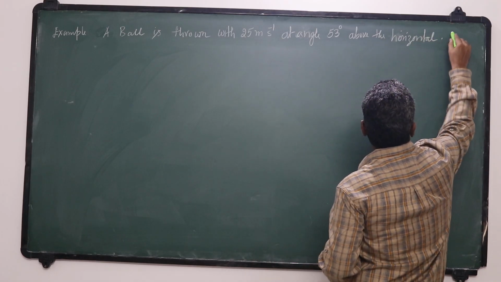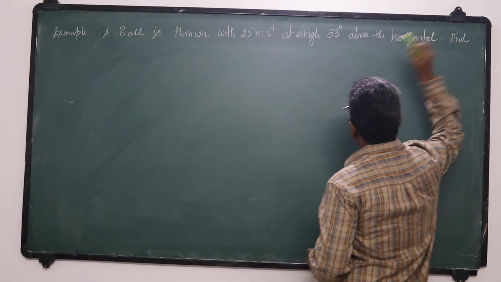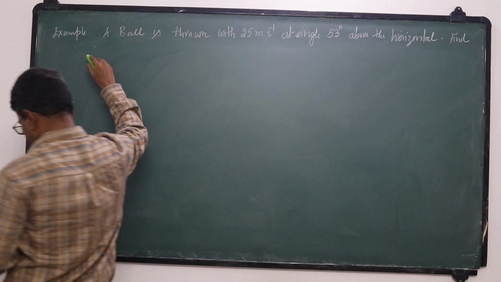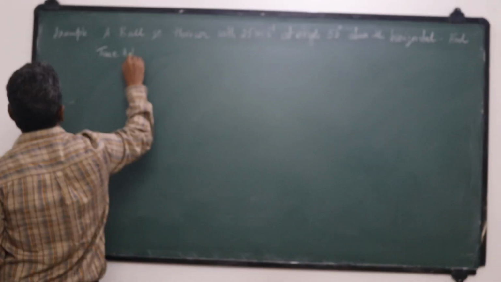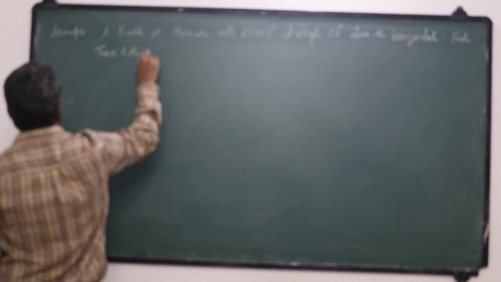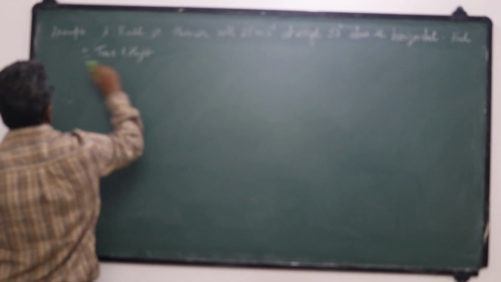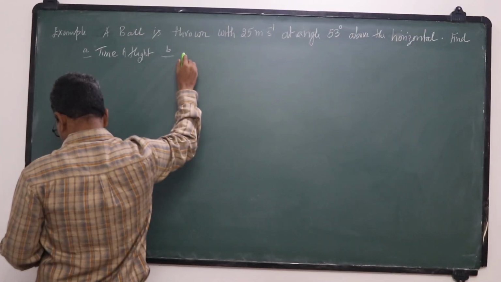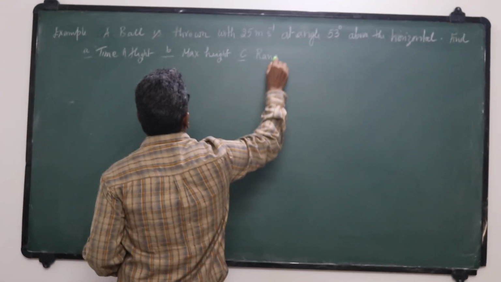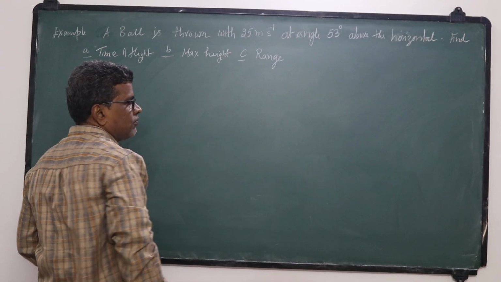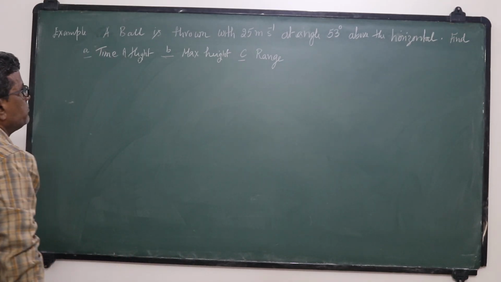Find: A, time of flight. B, maximum height. C, range. Okay, this is the problem.